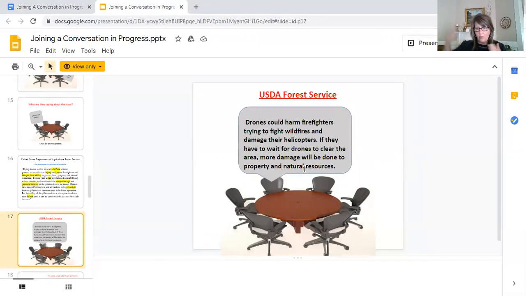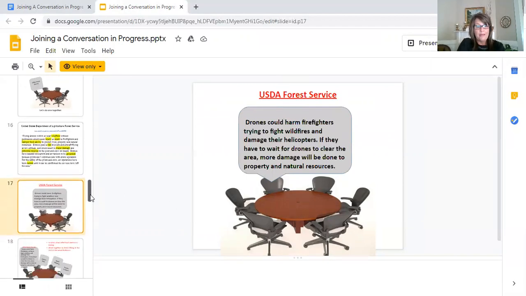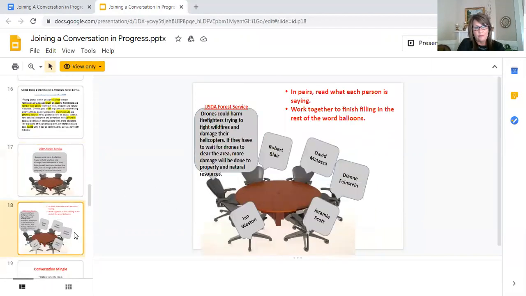Depending on what grade level your students are, you may need to stop and do a quick mini lesson on summarizing. Think aloud as you summarize the stance of the USDA Forest Service. And then you're going to continue, and in the classroom, in pairs, you would read what each of these people is saying, and then you would work together to fill out the word balloon.